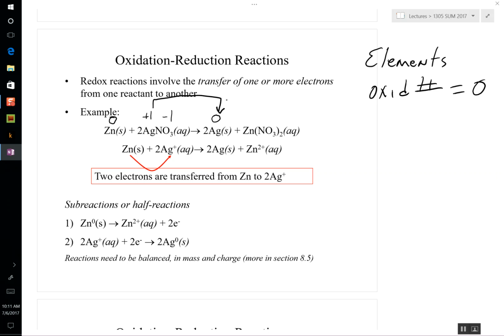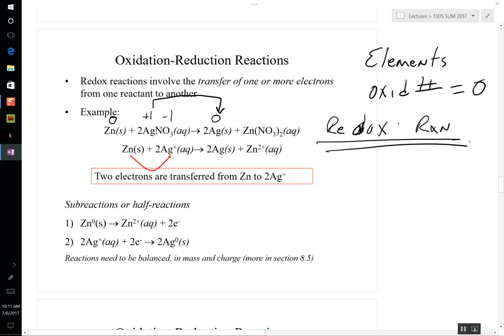That's a change in charge or change in oxidation number, which indicates that you got a redox reaction or oxidation reduction reaction. Whenever you see something going from one charge to another charge, electrons have been involved and the oxidation or reduction has occurred.